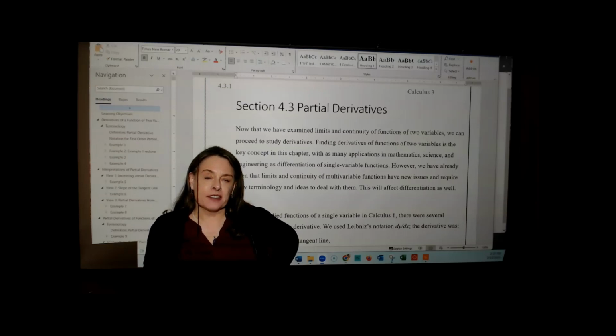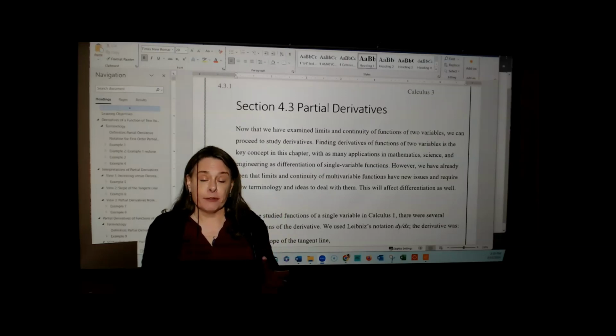We're now ready to start section 4.3 on partial derivatives. Now we've talked about limits and we've talked about continuity. The next thing we want to talk about is differentiability. How do you take the derivative of a function of multiple independent variables?